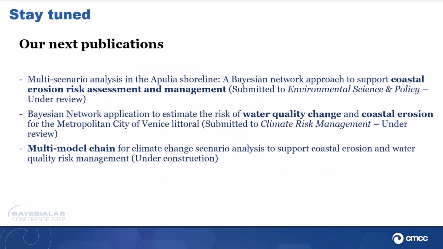So we're still working on Bayesian networks and their applications. We already submitted 2 papers, and we are constructing another paper. We mainly focus on coastal erosion risk and the assessment of water quality change and coastal erosion. We submitted 1 paper to Environmental Science and Policy, and the other to Climate Risk Management, and they are under review. So please stay tuned for updates on our next publications.